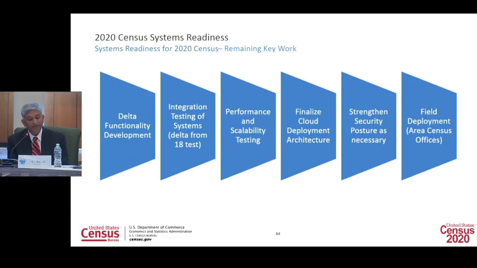Also in parallel, we need to deploy the IT infrastructure needed at each ACO across the nation. We know we have a lot of work to do before the 2020 census, and all of our staff members, either federal employees or contractors, are committed and dedicated to deliver all needed systems and infrastructure that meet the capability requirements and non-functional requirements for an accurate and efficient census. I'll be happy to take any questions at this time.